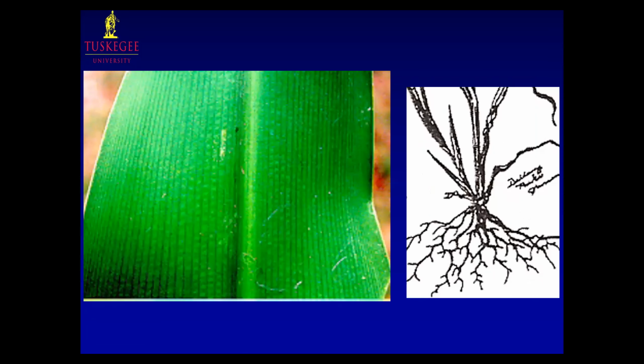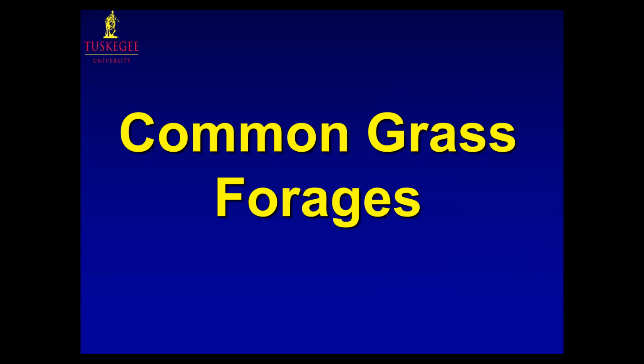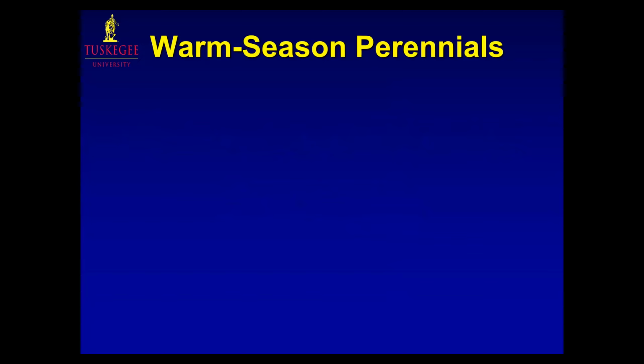Over here we can see the parallel venation. These main veins are just running parallel with one another. And this is the fibrous root system. These are the basic characteristics of grass forage. Okay, so let's look at the common grass forages, some of the pictures, some of the names. There are different kinds of forages.